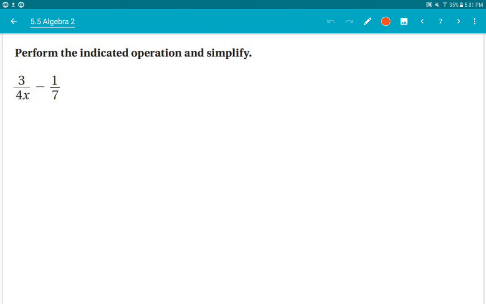What I want you guys to get used to here is, if I compare my two denominators, I'm going to strictly look here. Do they share anything in common at the moment? 4 doesn't share anything with 7, and 7 doesn't share anything with 4. So it doesn't look like they share anything in common.